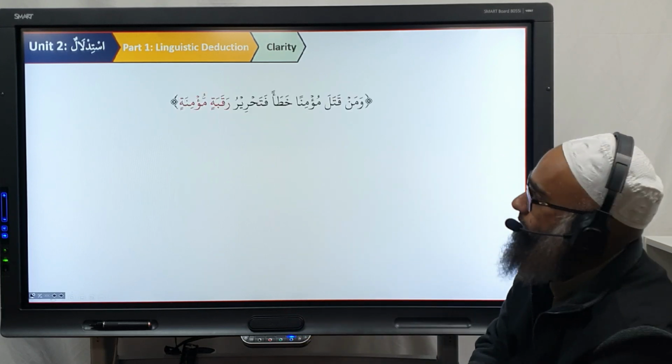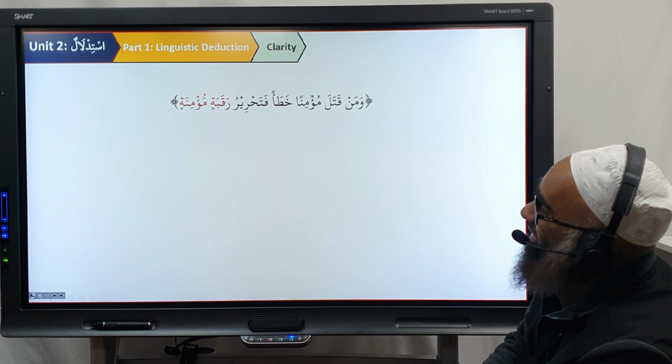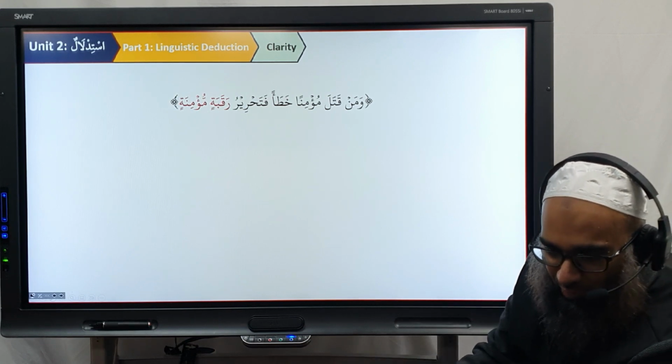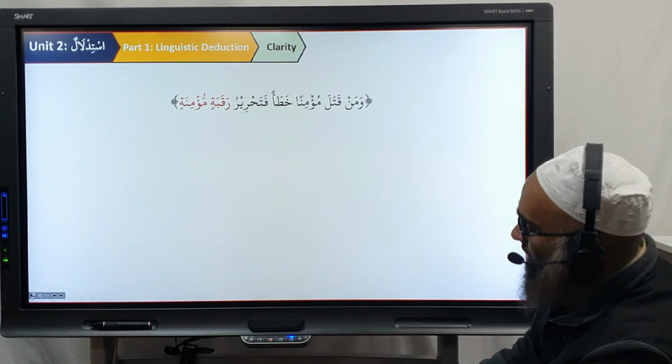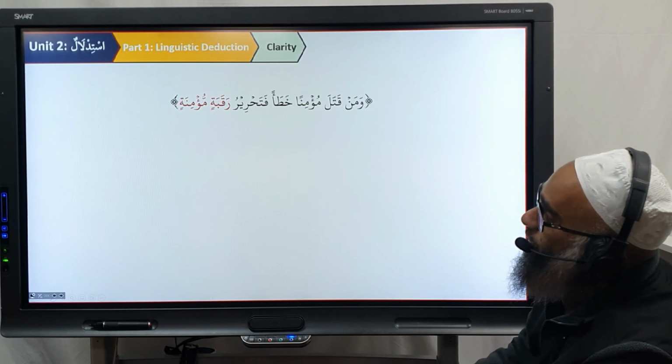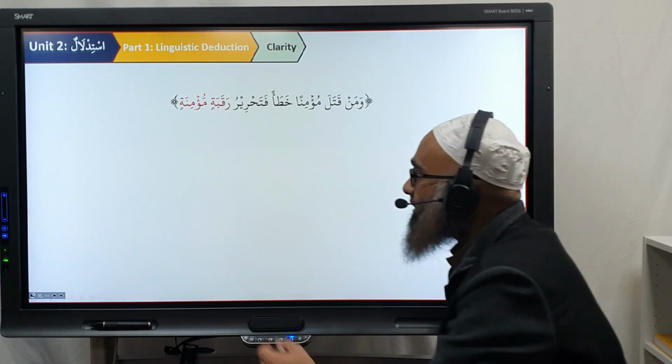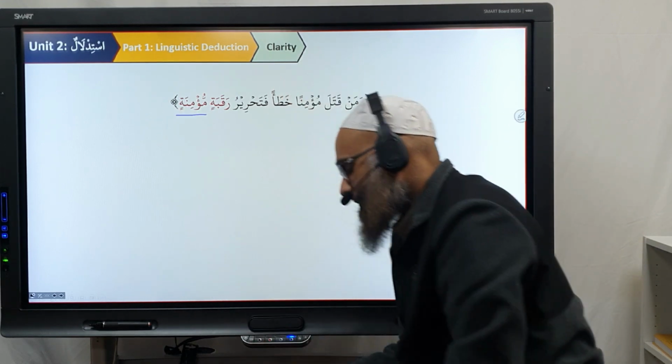Another example. وَمَنْ قَتَلَ مُؤْمِنًا خَطَأً. If you kill another Muslim by mistake, car accident, gross negligence, manslaughter, involuntary manslaughter, what do you have to do? You have to free a raqabatin mu'mina. You have to free a believing slave. So now here's what? Raqabatin mu'mina.